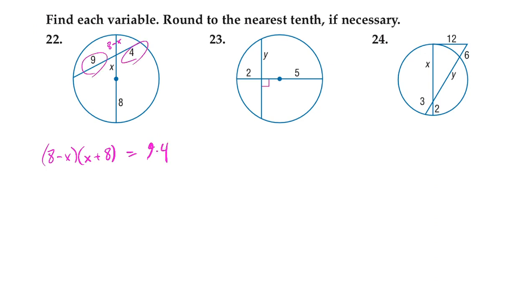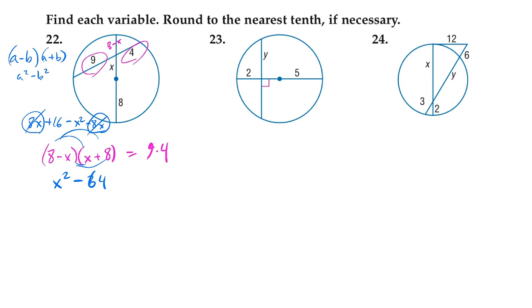But now remember difference of squares? This turns out to be 64 minus x squared, because if you distribute and distribute, you end up getting 8x plus 64 minus x squared minus 8x, and those minus 8x and plus 8x cancel out. Or you just remember that a minus b times a plus b always works out to be a squared minus b squared.